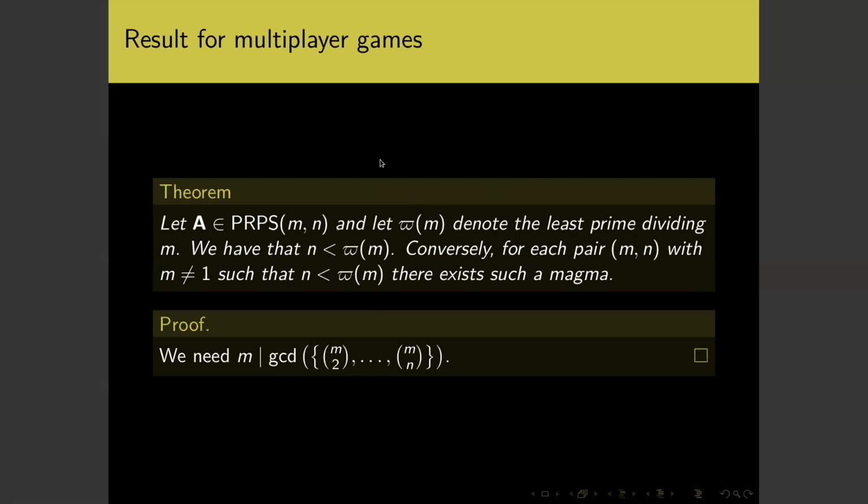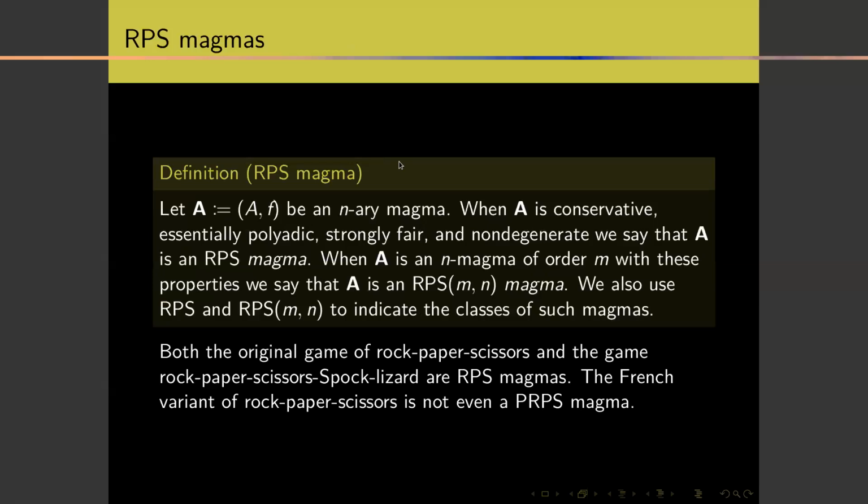Okay. And so this is sharp. This constraint is sharp in that sense. All right. So now I'd like to talk about rock, paper, scissors magmas proper.